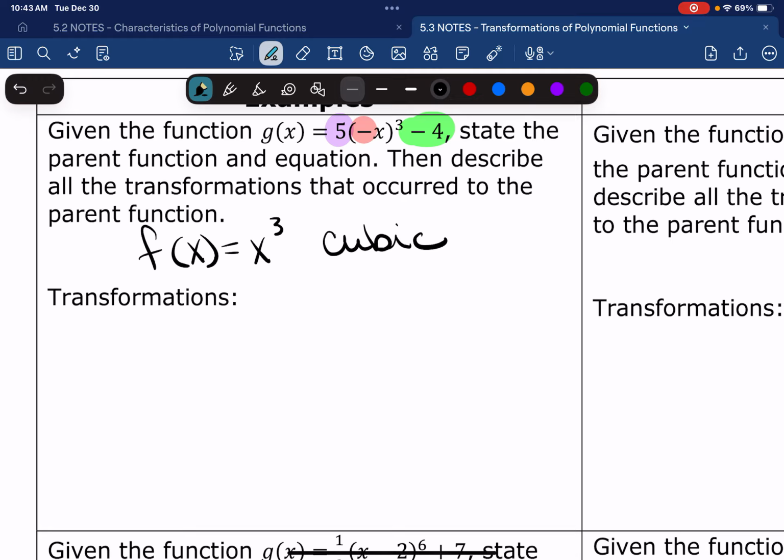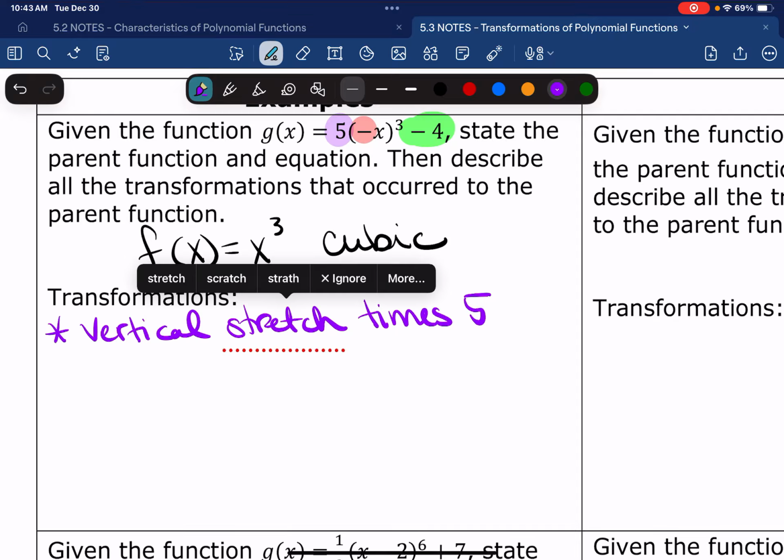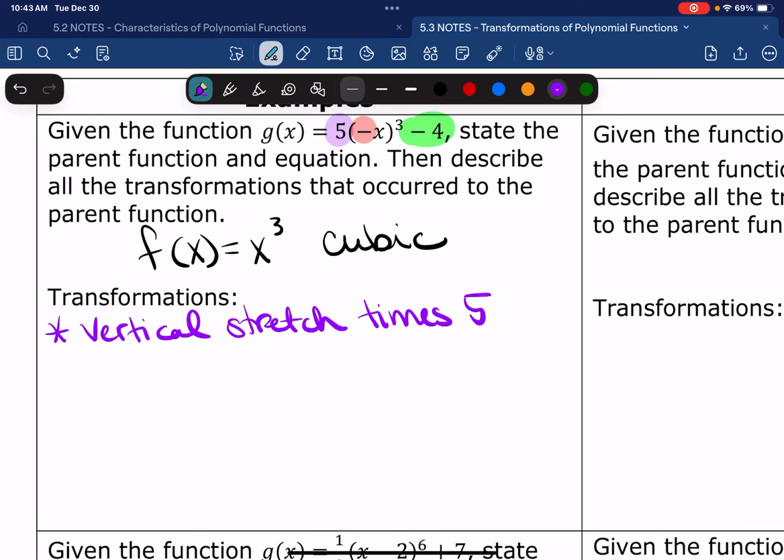So let's start with that 5. That 5 is outside the parentheses of my x. So it's not changing my x variables, it's changing my y variables, okay? And when I multiply the y variables by 5, it's making my graph taller. So this is a vertical stretch times 5. Vertical stretch times 5, or by a factor of 5. That says stretch. Sorry for the handwriting.